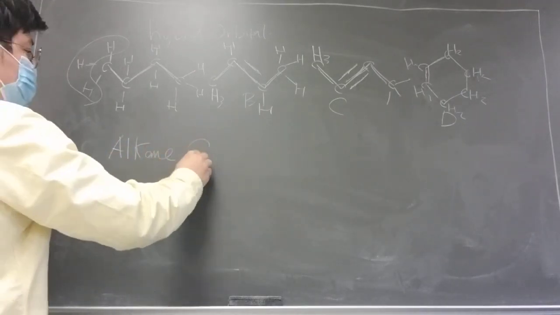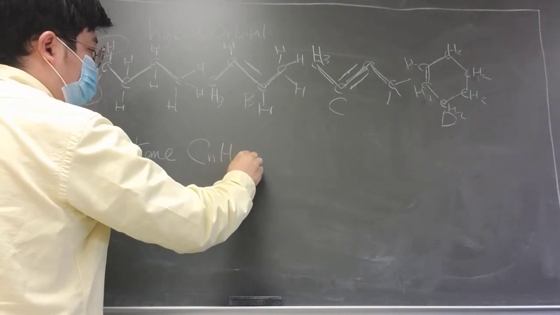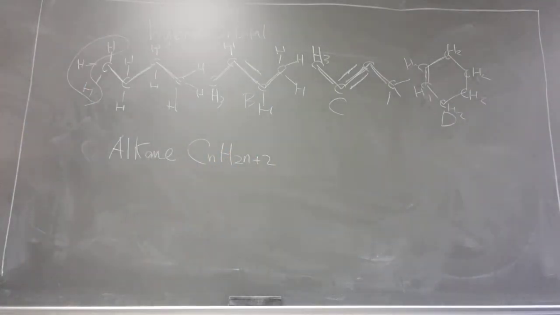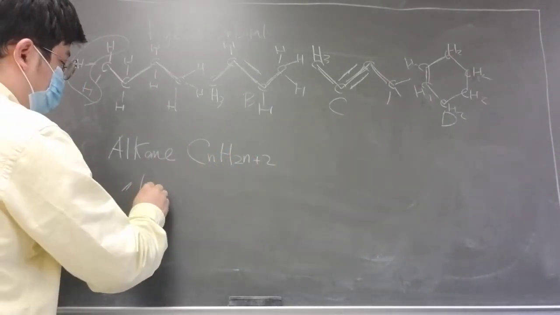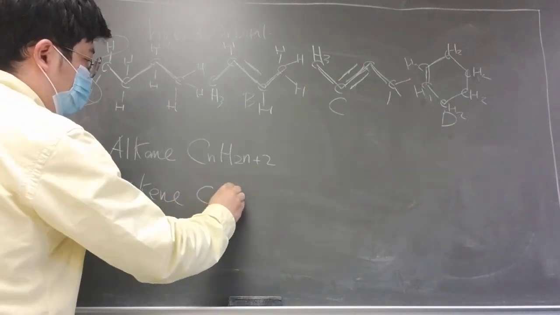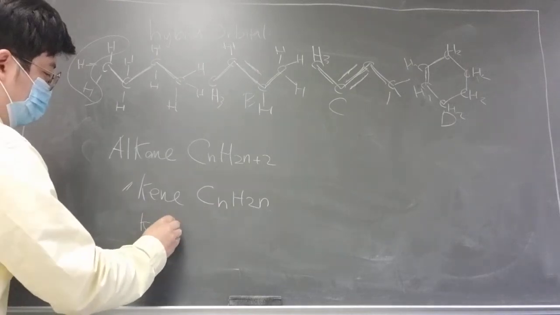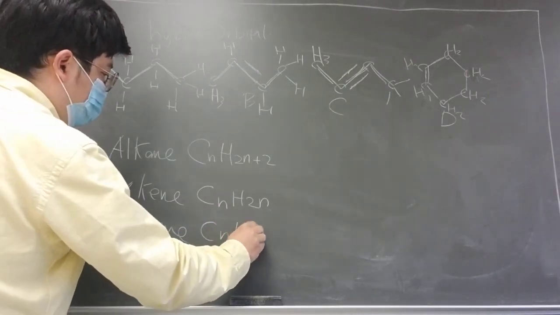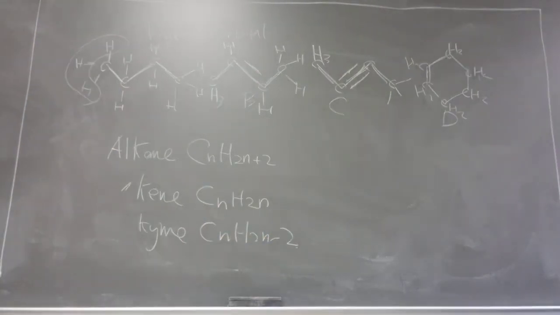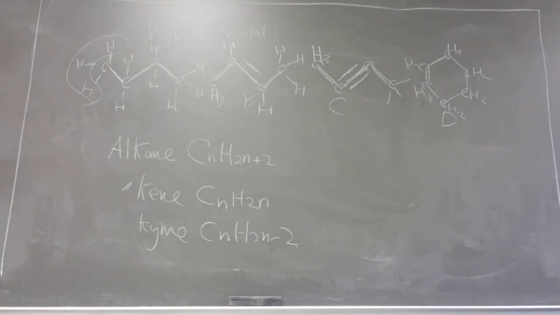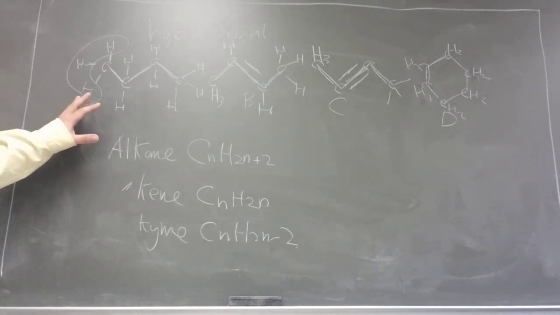You have CnH2n+2, right? An alkene is CnH2n, and an alkyne is CnH2n-2. Okay, so if you just count the number of carbons, you automatically know the hydrogens.